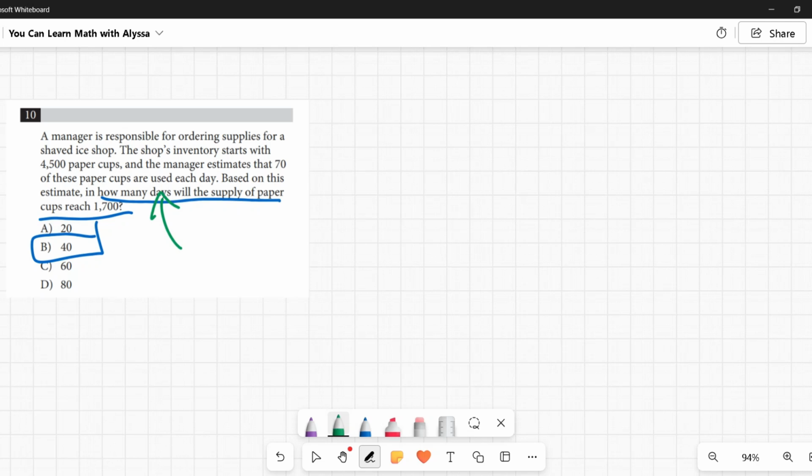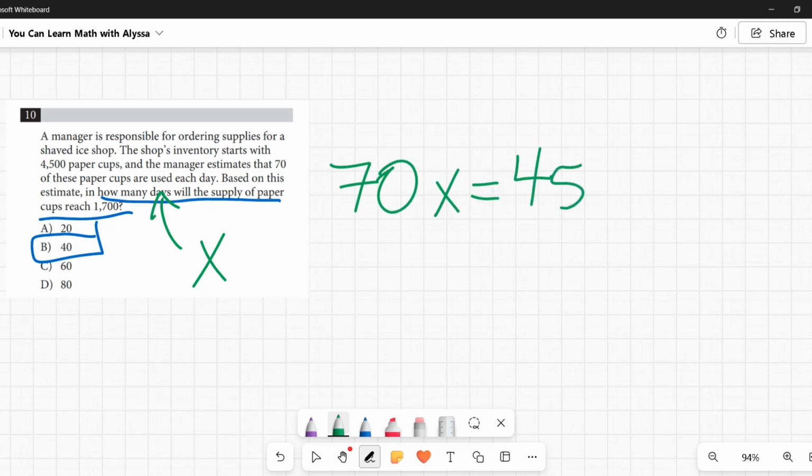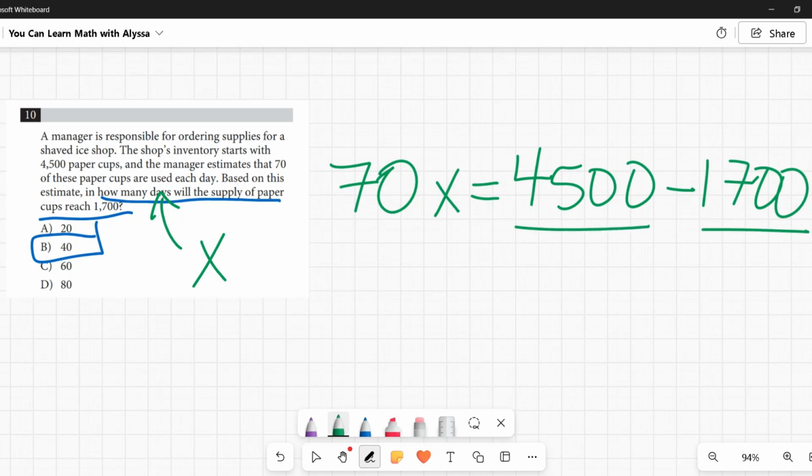I would say that days would be my x, and I would write it as 70 cups times how many days would be equal to 4,500 minus 1,700, where we started, and then what would we get to. I don't think that's intuitive.